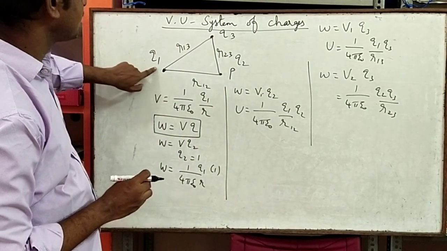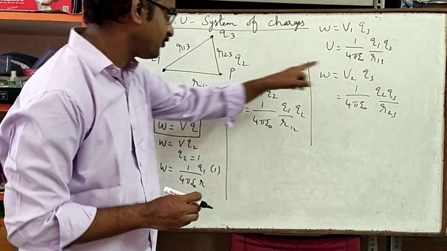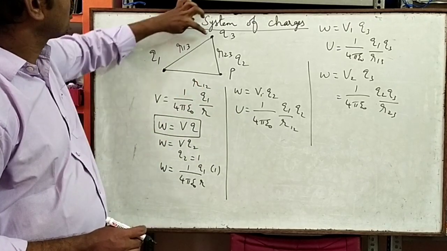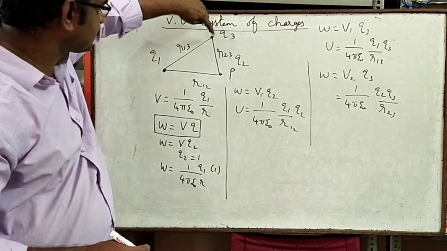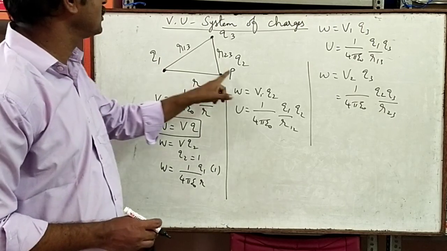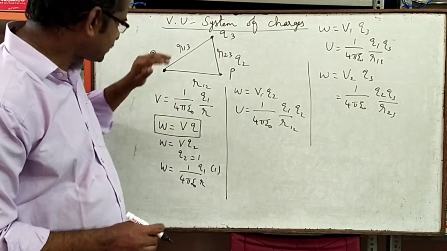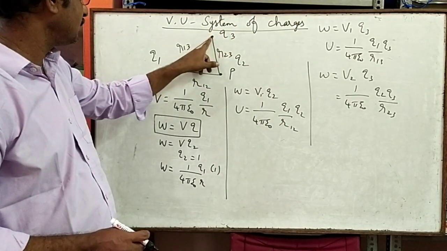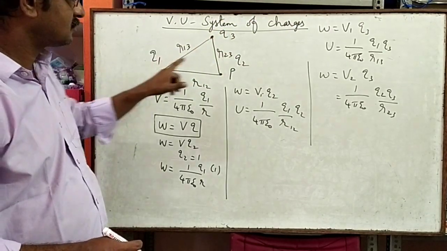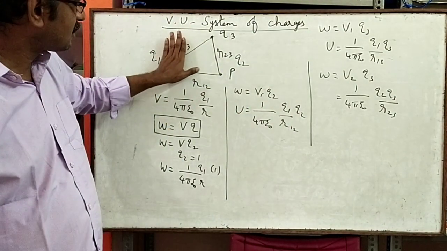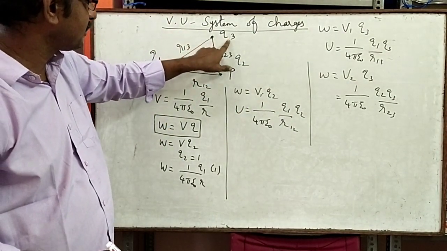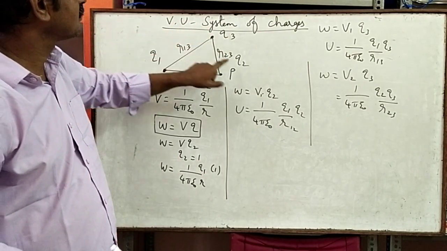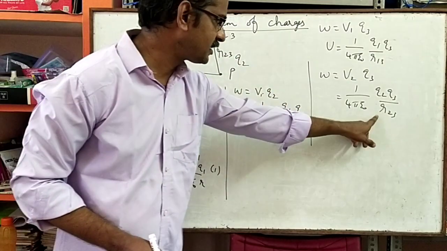When there was only one charge, to bring Q2 from infinity to this point, this is the work done. Now we are bringing Q3 from infinity to the point P when both the charges Q1 and Q2 exist there. First we calculate the amount of work done in bringing Q3 from infinity to the point P with respect to Q1. So we got this. Next we calculate the amount of work done in bringing charge Q3 from infinity to the point where Q2 is there. For this is the work done.